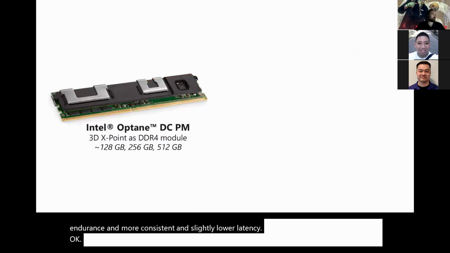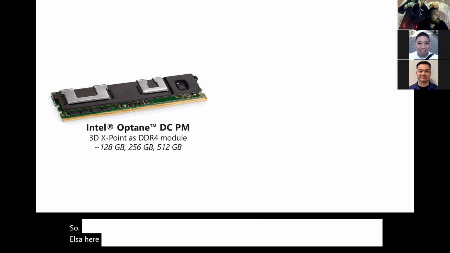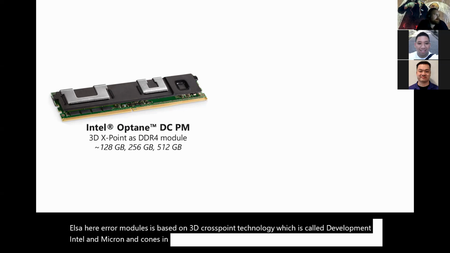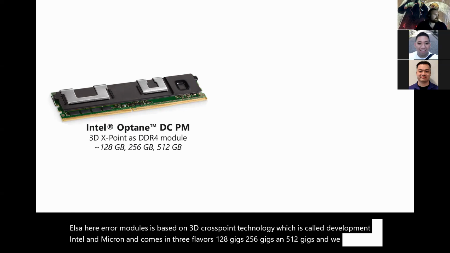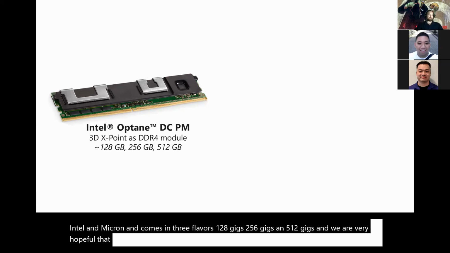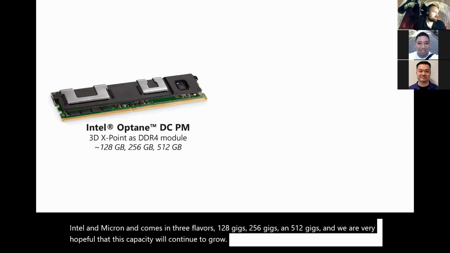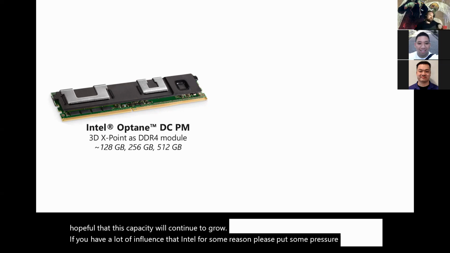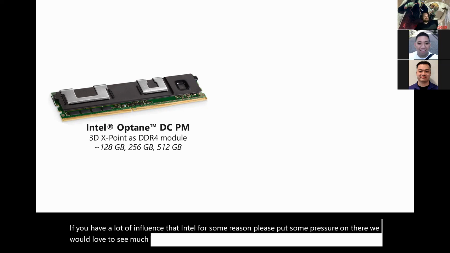So here we go. Here are our modules. It's based on 3D Crosspoint technology, which is co-developed with Intel and Micron, and comes in 3 flavors: 128 gigs, 256 gigs, and 512 gigs. And we are very hopeful that this capacity will continue to grow. If you have a lot of influence at Intel for some reason, please put some pressure on there. We would love to see much larger capacity sizes than even this.